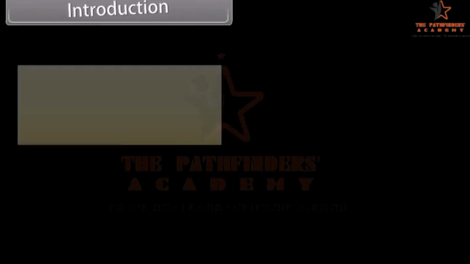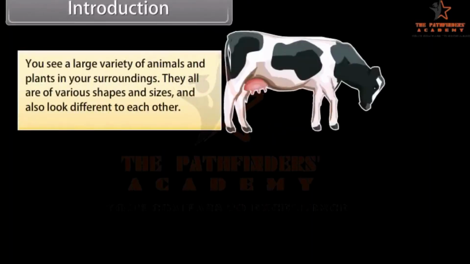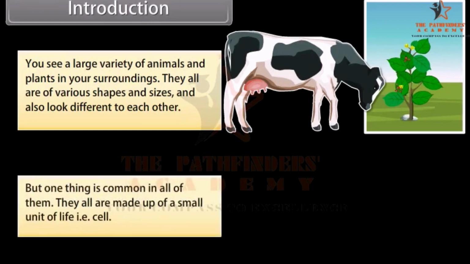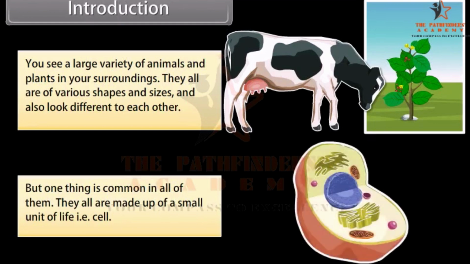Introduction. You see a large variety of animals and plants in your surroundings. They all are of various shapes and sizes and also look different to each other. But one thing is common in all of them. They all are made up of a small unit of life, that is, cell. So in this module, we are going to learn about cell and its structure.